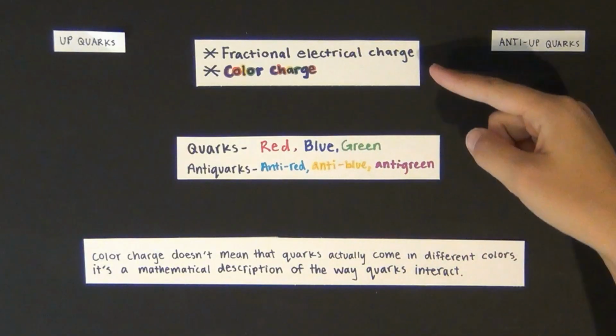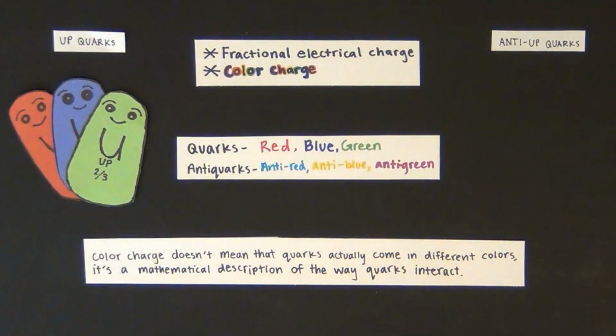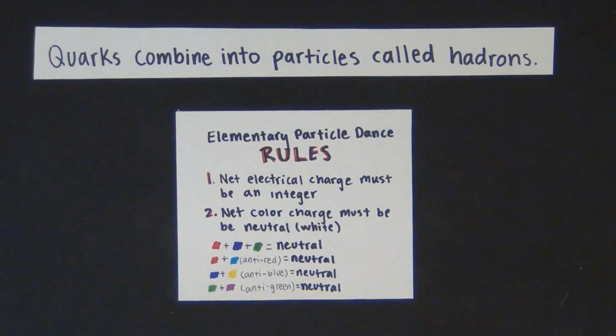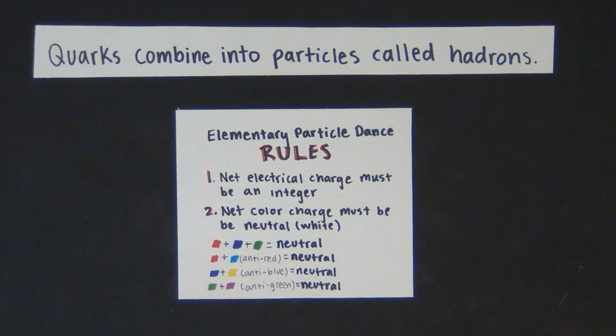Quarks have fractional electrical charges, and they also have color charge. Quarks can have red, blue, or green color charge. Antiquarks can be anti-red, anti-blue, or anti-green. Quarks combine into particles called hadrons based on 2 rules relating to electrical and color charge.